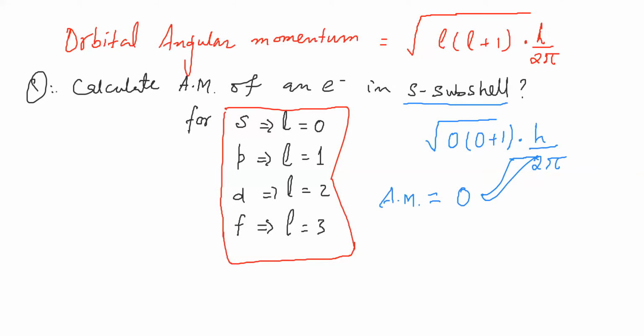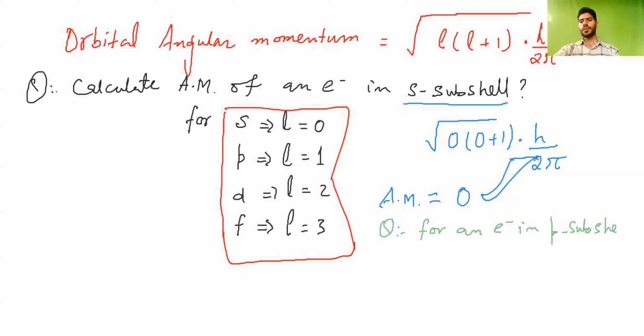Yes, sir. So can you tell me what will be the angular momentum for an electron in P subshell? For P subshell, the L value is 1, right? For P, L value is 1. So how will I write it? I will write square root of 1 into 1 plus 1, into h upon 2 pi, right?